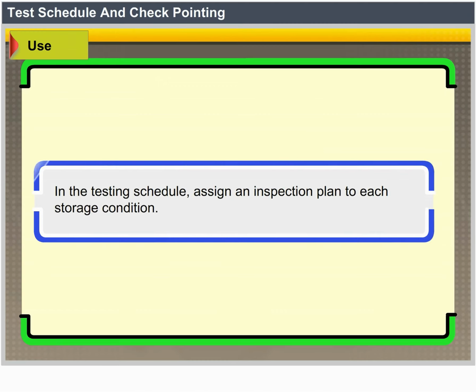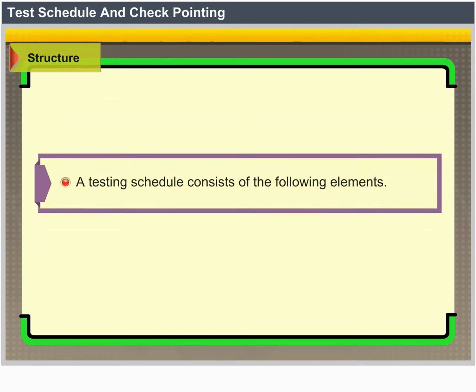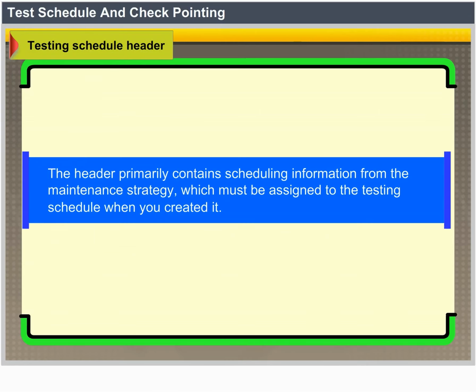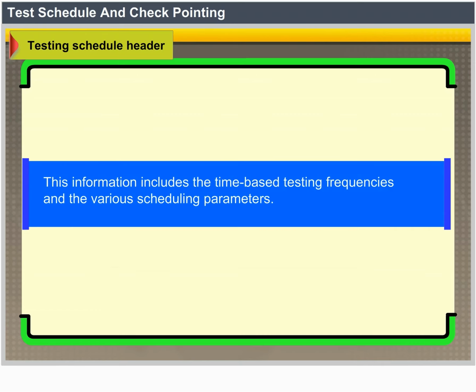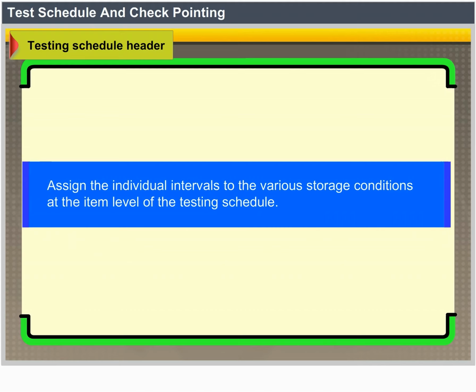Structure: a testing schedule consists of the following elements. Testing schedule header: the header primarily contains scheduling information from the maintenance strategy, which must be assigned to the testing schedule when you create it. This information includes the time-based testing frequencies and the various scheduling parameters. The assignment of the strategy to the header simply informs the system which intervals will be available for use in this particular testing schedule. Assign the individual intervals to the various storage conditions at the item level of the testing schedule.